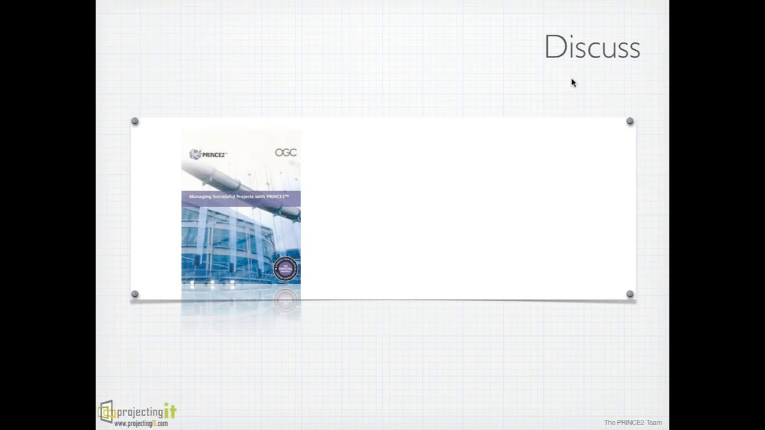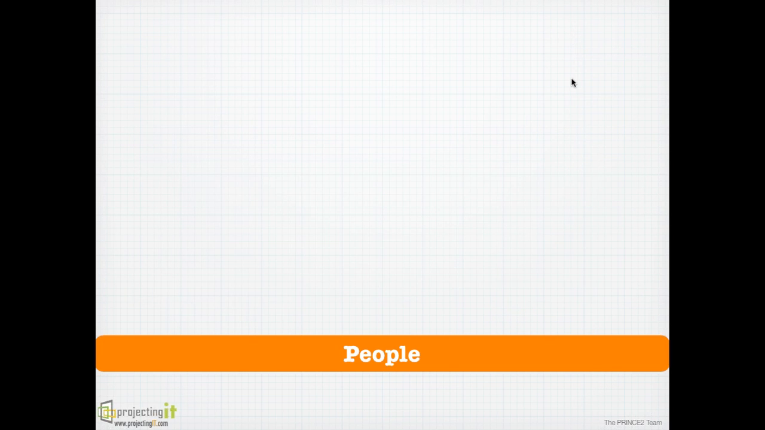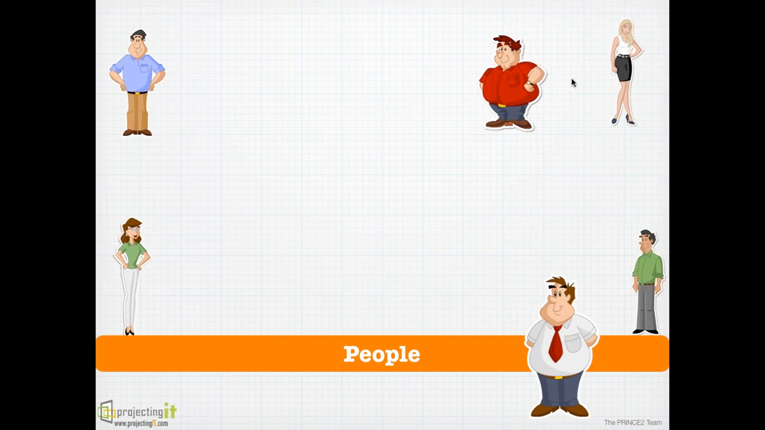In this presentation, we will talk about the PRINCE2 Project Management Team roles, structure and the responsibilities of each role. The organization theme in PRINCE2 covers the various roles required on the project management team. Projects are done by people for the people. These are your project stakeholders.